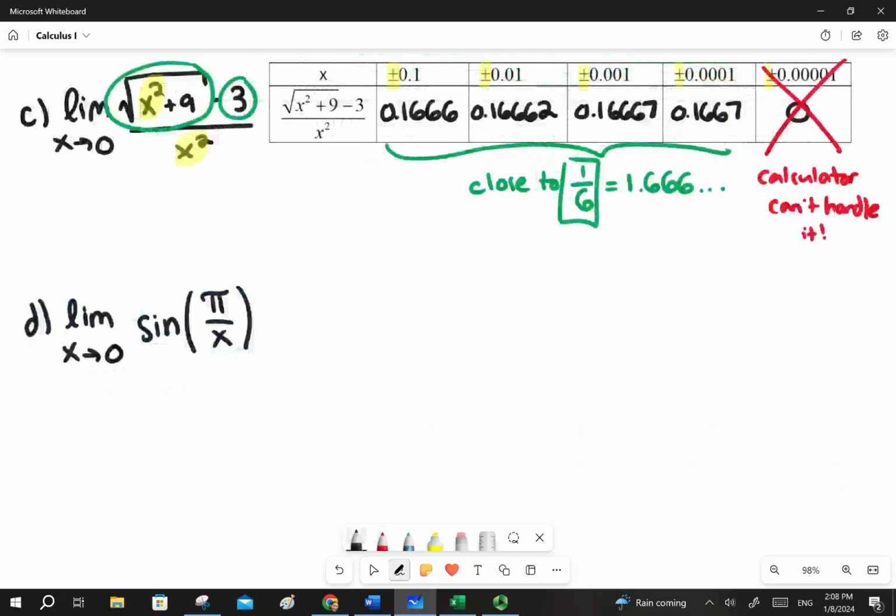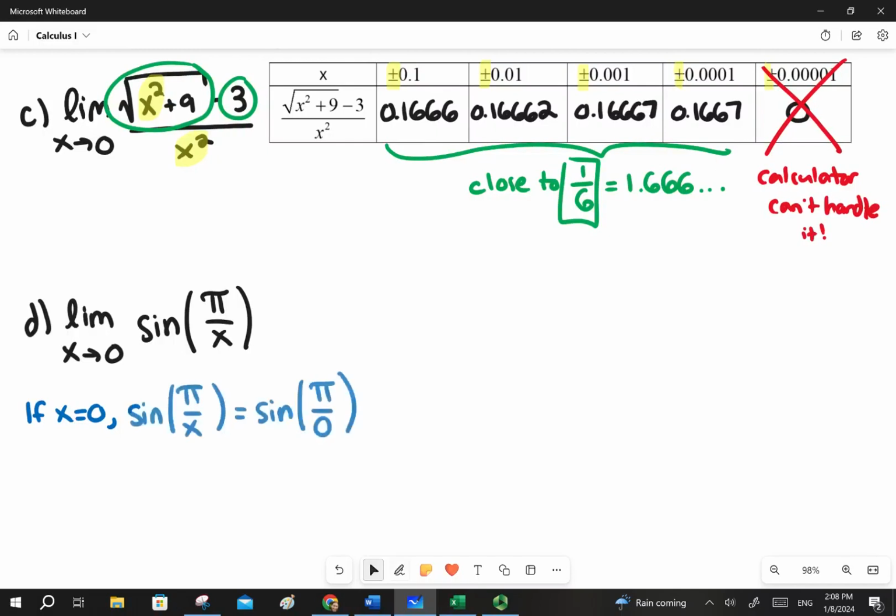The limit as x approaches 0 of sine of pi over x. This last example is a little different because we don't get 0 over 0 when we plug in our x value. Instead, we get the sine of pi over 0, which is definitely undefined. But since it doesn't matter what happens at 0, only as we approach 0, this isn't really enough to say definitively that the limit doesn't exist.